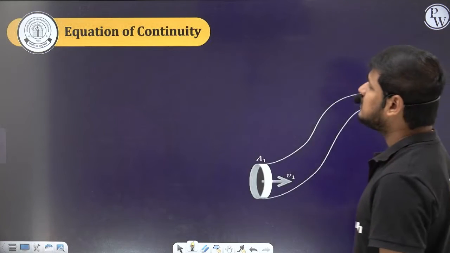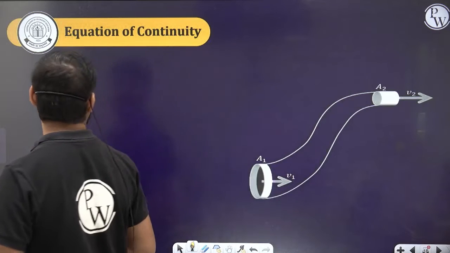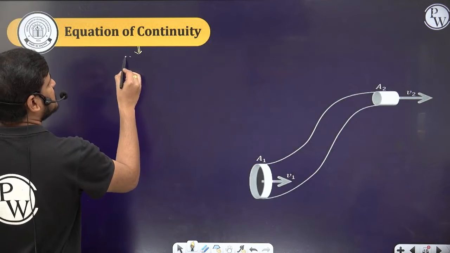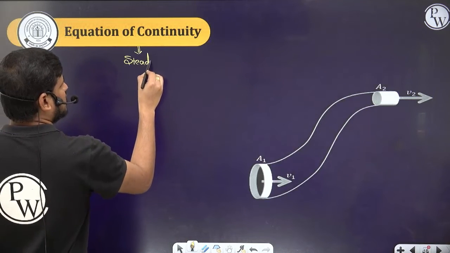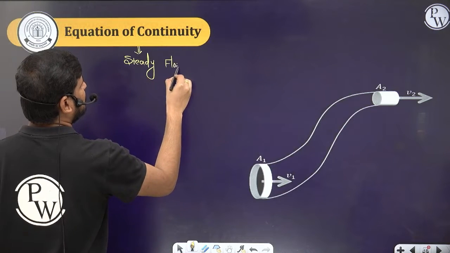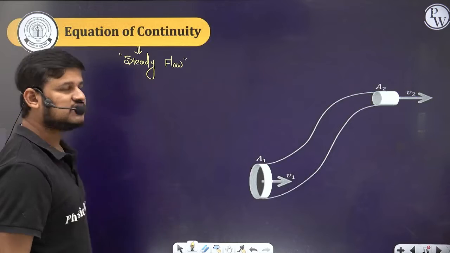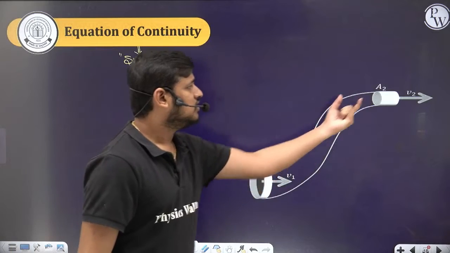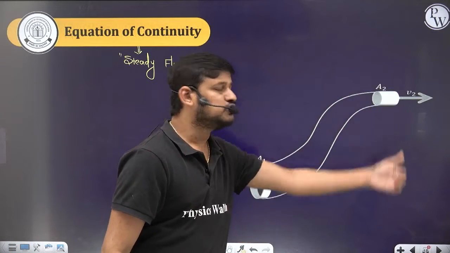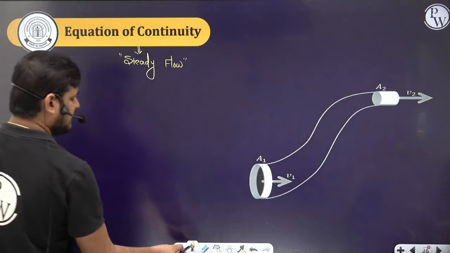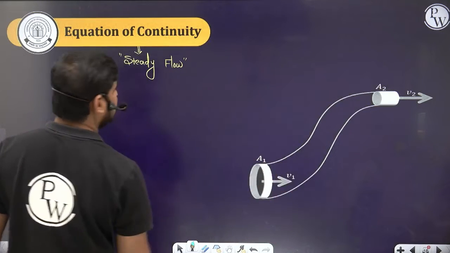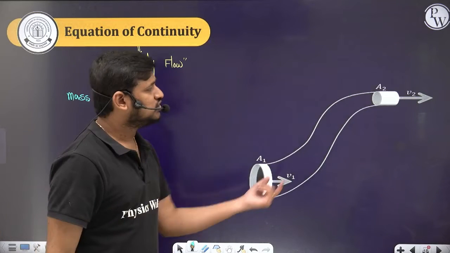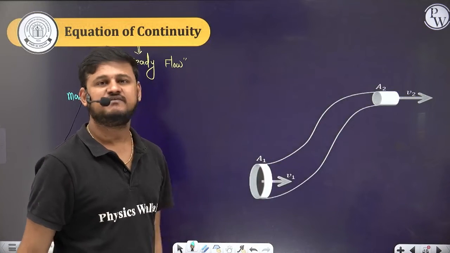Now let's go to the equation of continuity. What does it mean by equation of continuity? This equation of continuity is applicable for steady flow, or laminar flow, or streamline flow. Let's suppose this is a tube having different cross-sectional areas, and a fluid is passing through this tube. The equation of continuity says that the mass per unit volume entering is equal to the mass per unit volume leaving the cross section.